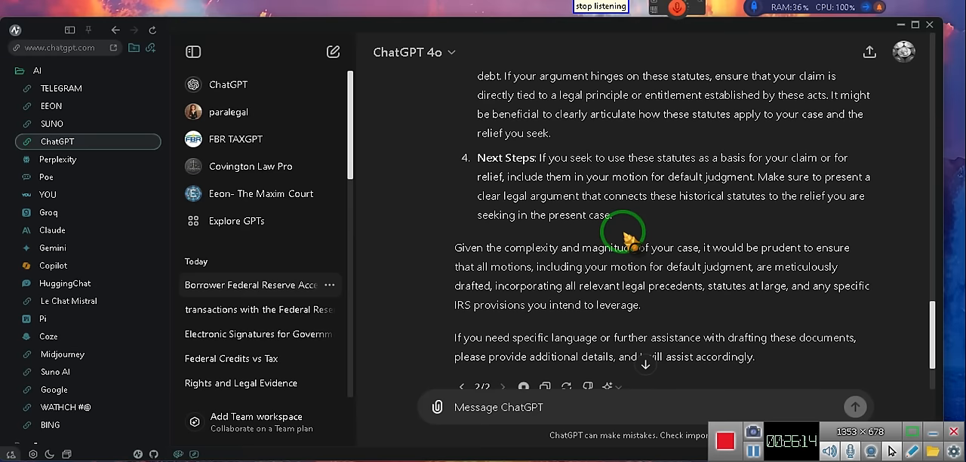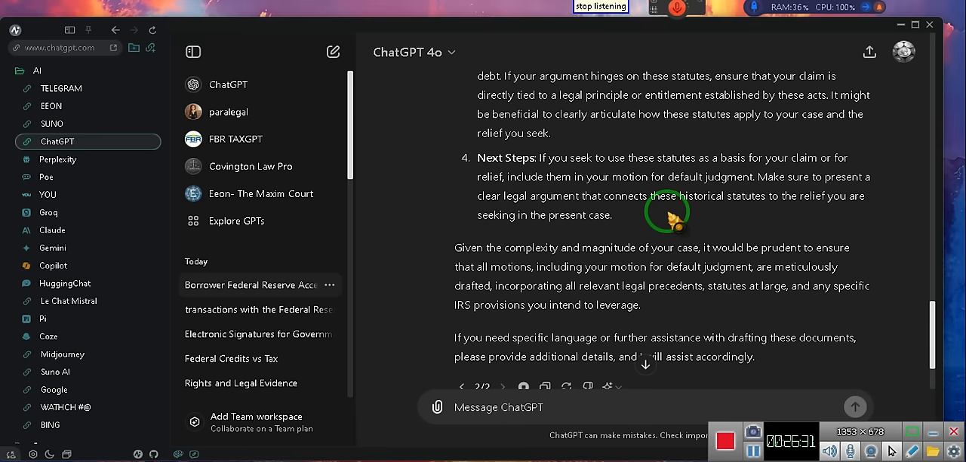Next steps. If you seek to use these statutes as a basis for your claim or for relief, include them in your motion for default judgment. Make sure to present a clear legal argument that connects these historical statutes to the relief you are seeking in the present case.